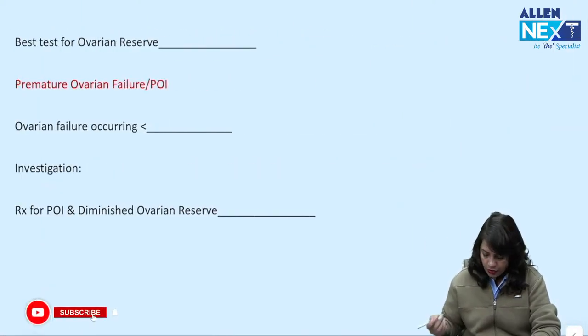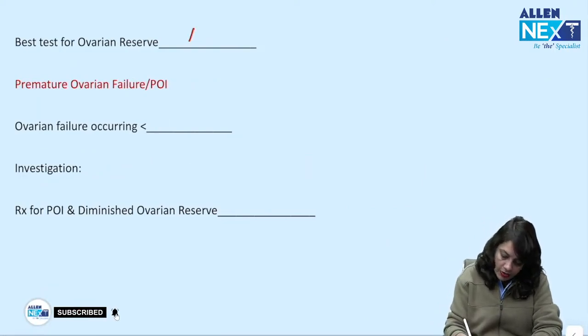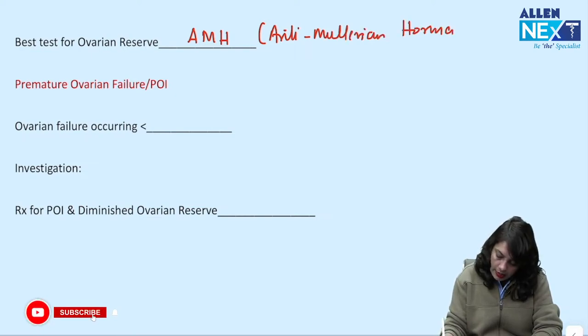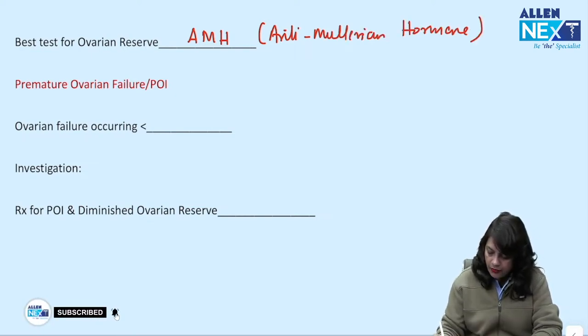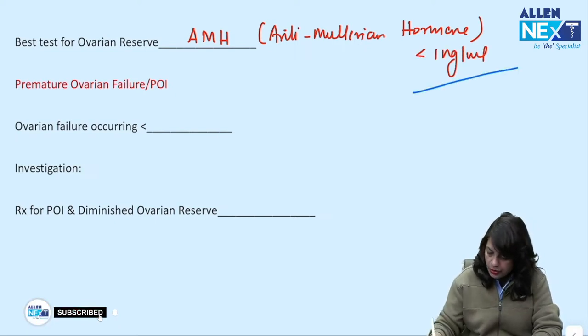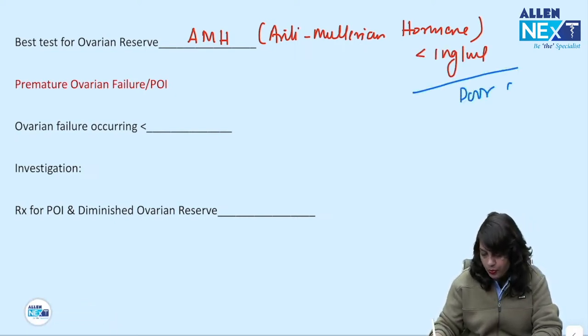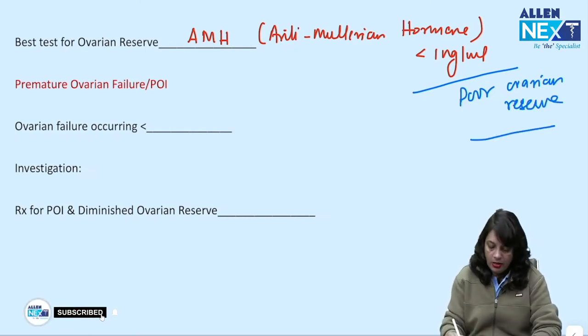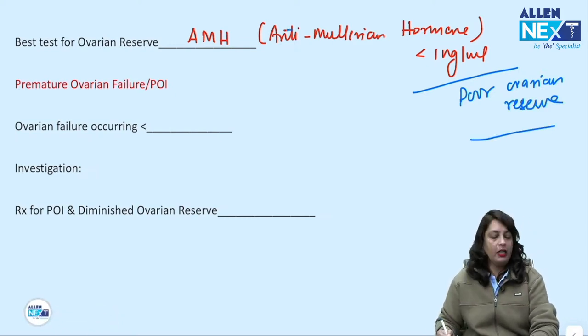Now, the best test for ovarian reserve is always AMH, anti-Mullerian hormone. If its value is less than 1 nanogram per ml, that shows poor ovarian reserve. Poor ovarian reserve.